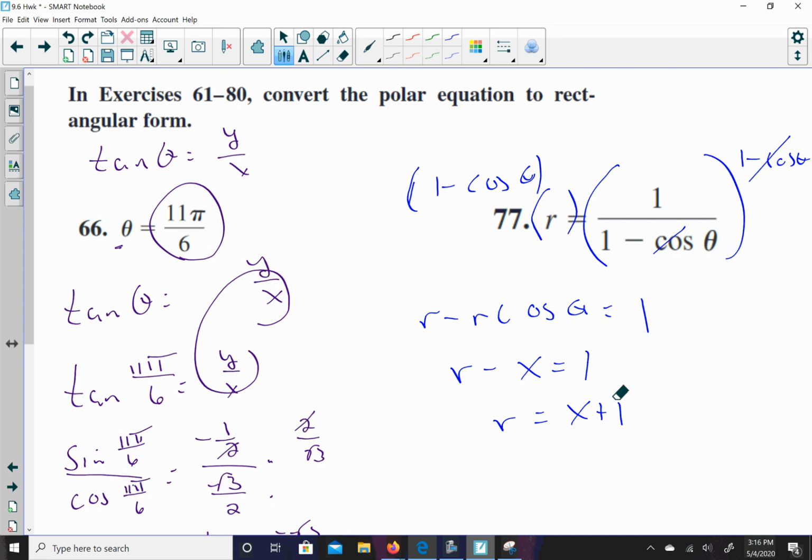Then it's still not rectangular because I have this r. So there's two ways I can do it: I can have r times sine or cosine to replace it with x or y, or I know that r squared is equal to x squared plus y squared. So I don't want to multiply by sine or cosine because that's going to bring sine or cosine over here, and that's not going to get rid of the polar.